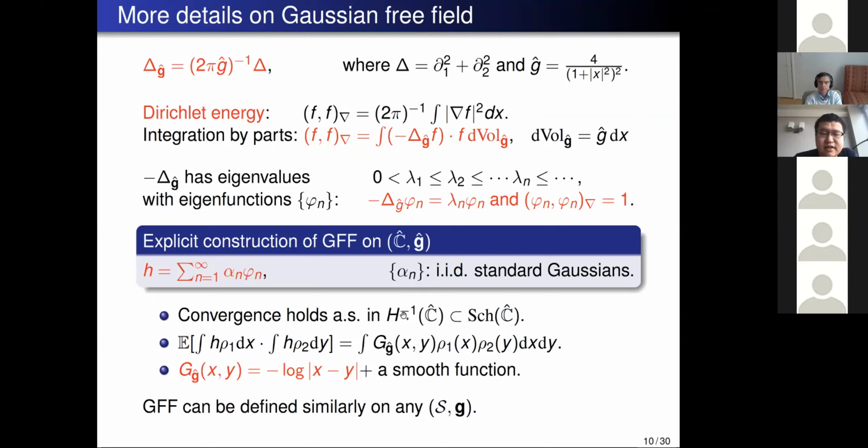negative indexed Sobolev space. And I mentioned that the Green function of the Laplacian operator is the covariance of this Gaussian free field. The precise meaning is the following. We have to take two smooth test functions, and then the covariance of these two test functions is given by this. I will not give the precise formula for the Green function, but I will just say that the Green function is equal to minus log |x minus y| plus a smooth function. Here I have normalized my Laplacian operator to have a 2 pi here, so there's no 2 pi here. Finally, the Gaussian free field can be defined similarly on any Riemann manifold.